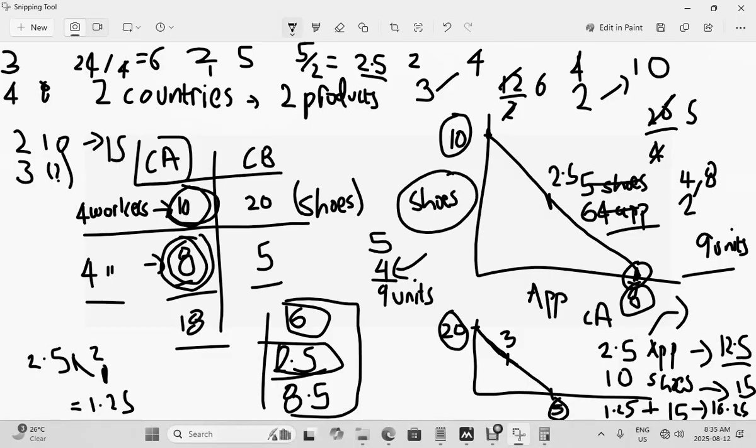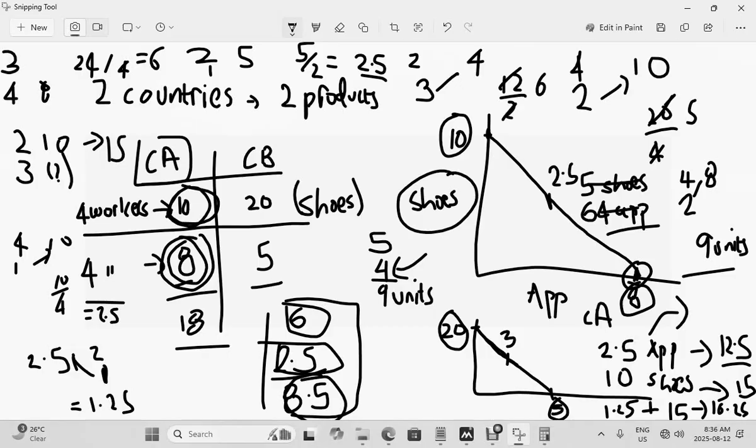And with 1 worker, they will produce shoes. If 4 workers produce 10 shoes, how much will 1 worker produce? That's 10 divided by 4, which is a total of 2.5. So 2.5 plus 6 here equals 8.5. So 8.5 over here.